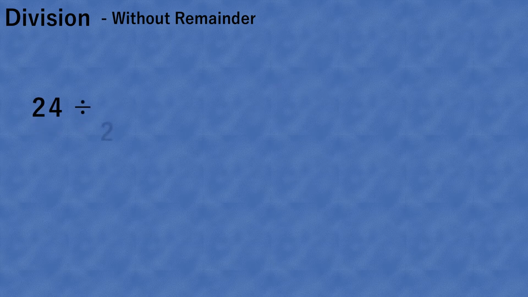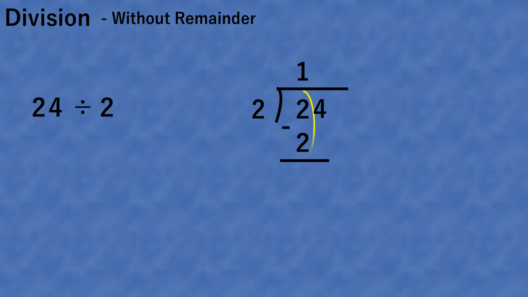This will be the next example. 24 divided by 2. We write it in this form. 2 divided by 2 equals 1, because 1 times 2 equals 2. Now subtract them. 2 minus 2 equals 0. The next step is to bring down 4, and we can take 0 out. We can now divide them.